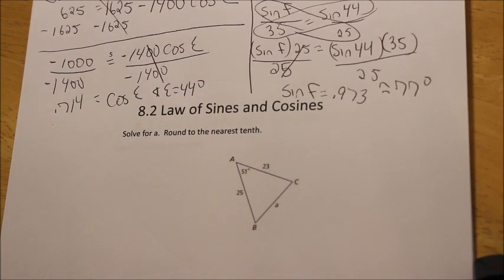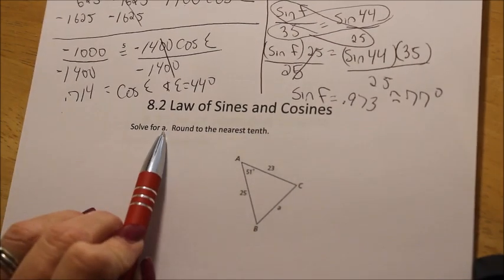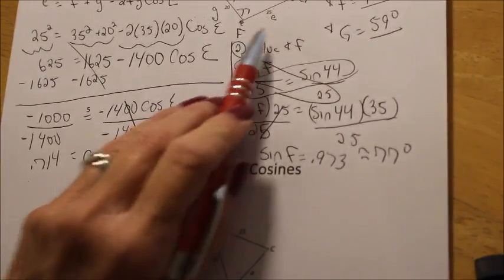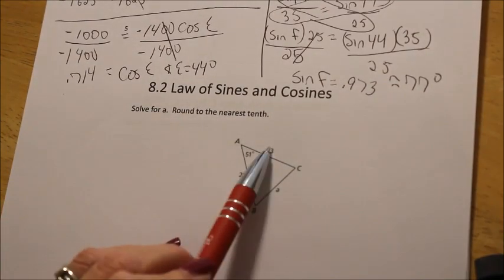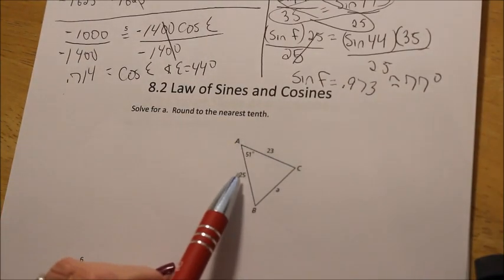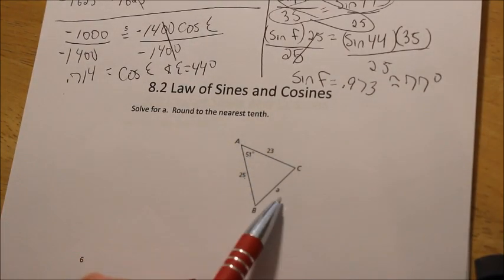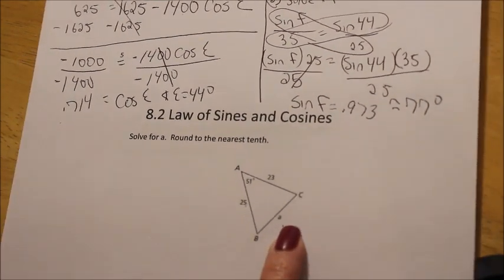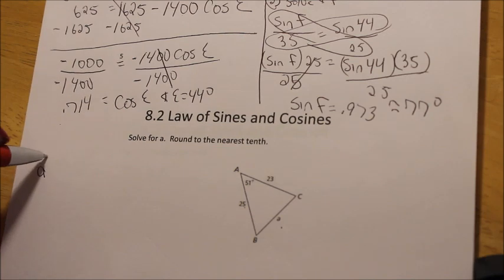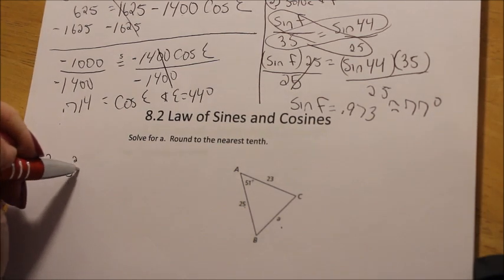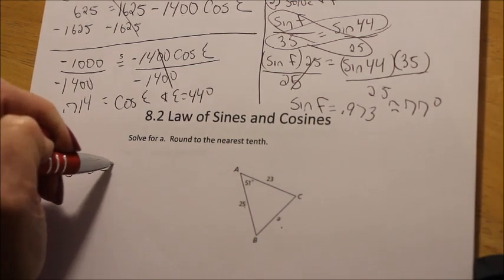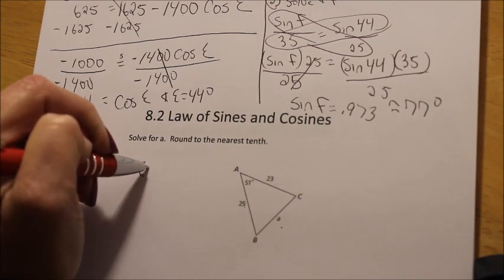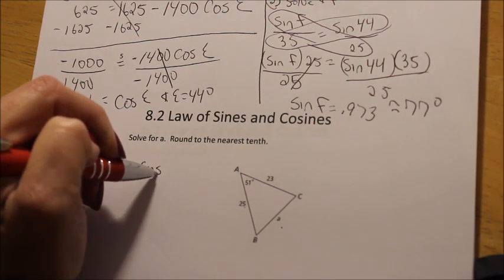All right, last example using the law of cosines. We just want to find one thing, and that's going to be side A. Up here we had side, side, side. Here's an example of side, angle, side, and we want to find side A. So we're going to use the formula that has side A in it. So we're going to say a squared equals b squared plus c squared minus 2bc times the cosine of A.